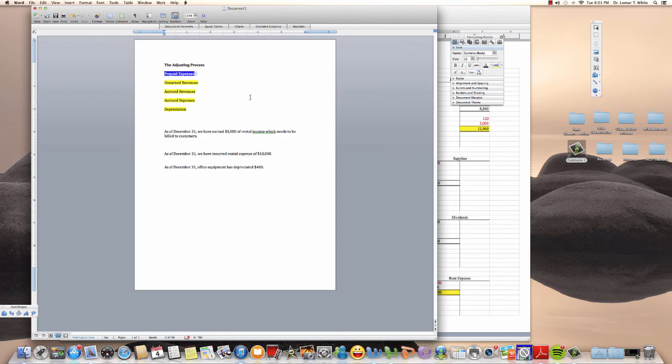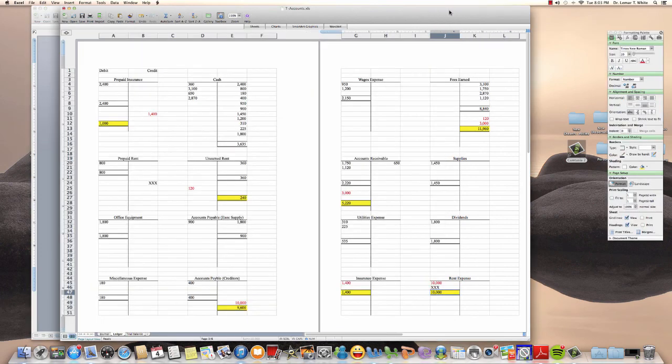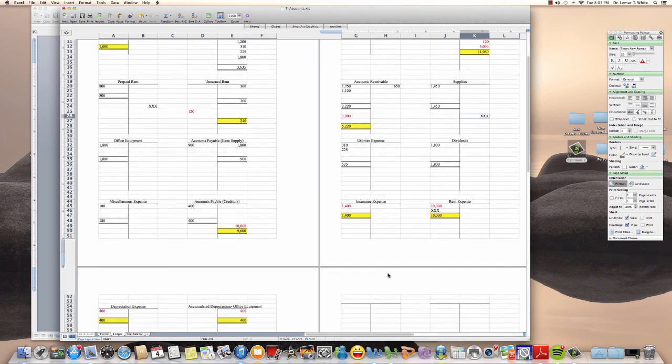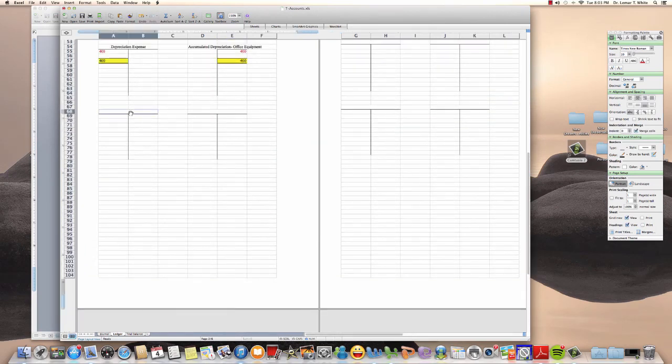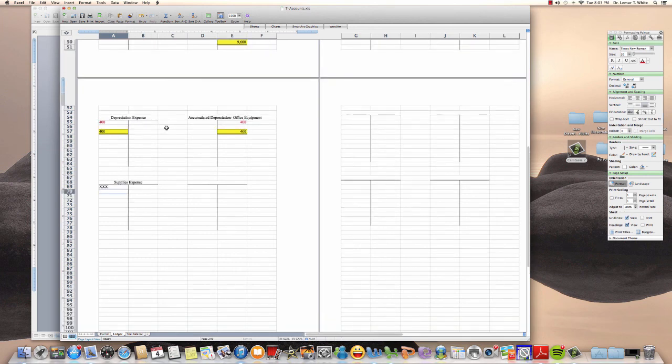The other one I want to talk about as well is our supplies. So supplies also get used up, okay? So as we use up these supplies, we would make a credit to the supplies account to show that we used up some of those supplies. And we would need to create an account called supplies expense. And we would make a debit for the amount that we used.